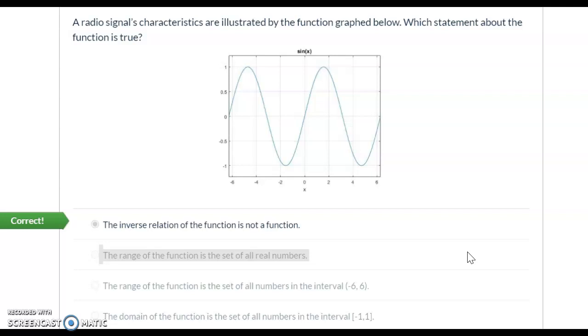But if you look at the other possible answers, like for example, the range of the function is a set of all real numbers, that's not true. The range of the function is actually between -1 and 1, because remember, the range is what comes out. The domain is what is put in. And then it says the range of the function is a set of all numbers on the interval -6 and 6. Again, that's not true. We said the range is between 1 and -1. And then it says the domain of the function is a set of all real numbers on the interval -1 and 1, and that's actually the range. So that is why the only answer could be the first one: the inverse relation of the function is not a function.